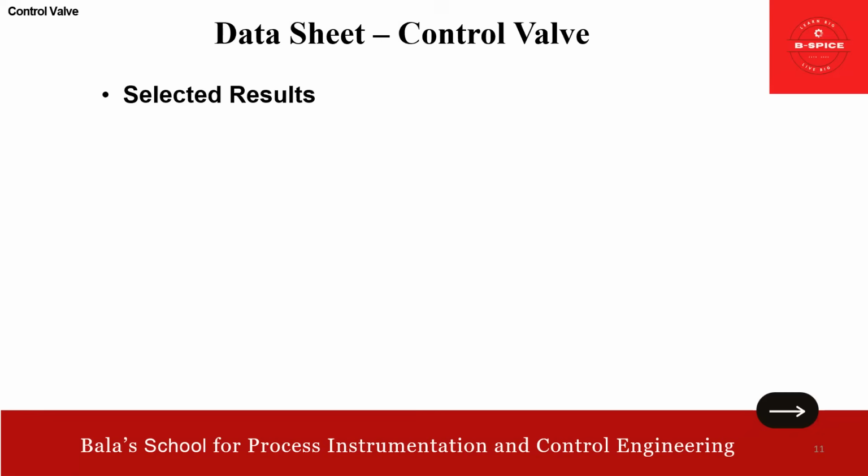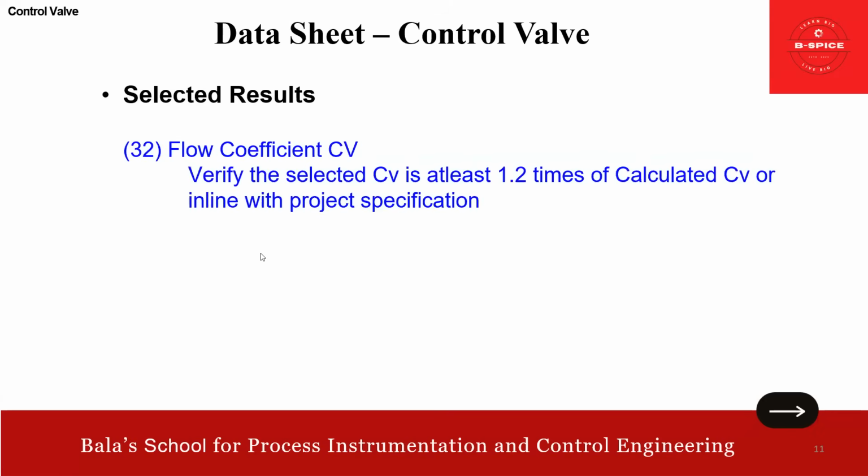Okay, friends. Then similarly, selected results. Previously we discussed the calculated results. Now selected results. I put this in blue font because this is an add-on actually. We can always have this information in the previous data also, but I want to explain it as a separate item, selected results. In this flow coefficient, we need to see whether the selected CV is at least 1.2 times the calculated CV. This is the general criterion usually followed.